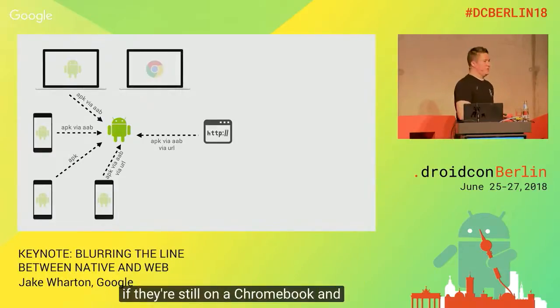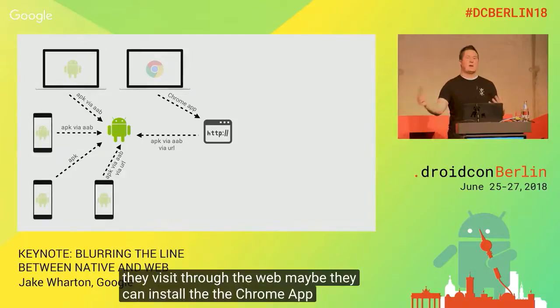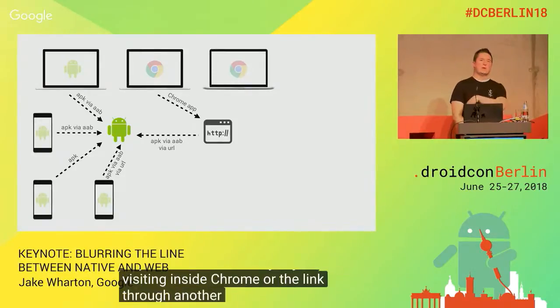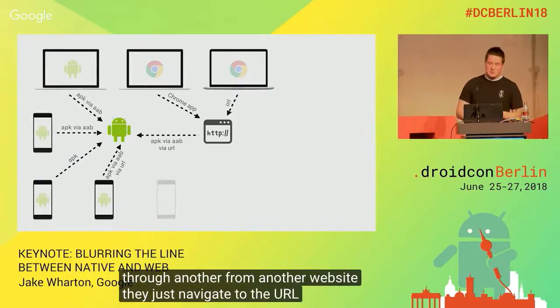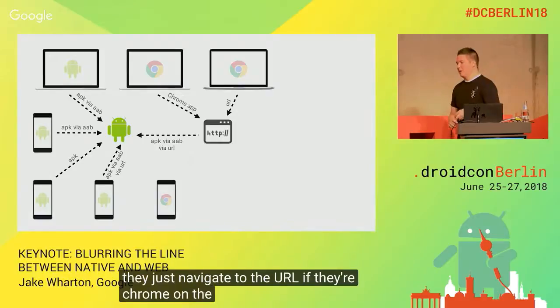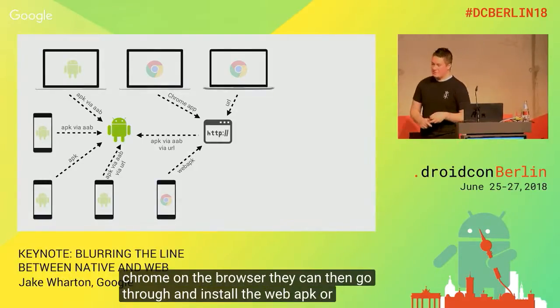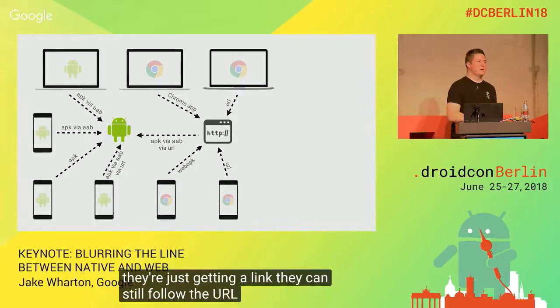If they're still on a Chromebook and they visit through the web, maybe they can install the Chrome app version of your website. Or if they're just visiting inside Chrome with a link from another website, they just navigate to the URL. If they're in Chrome on the browser, they can then go through and install the web APK. Or if they're just getting a link, they can still follow the URL.